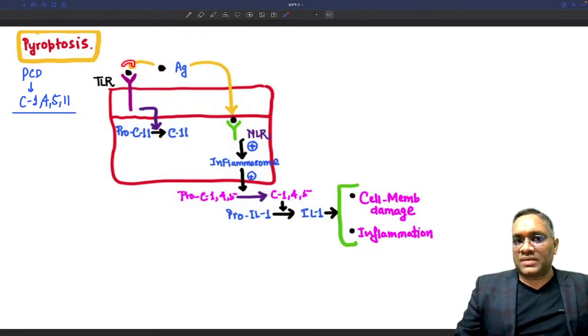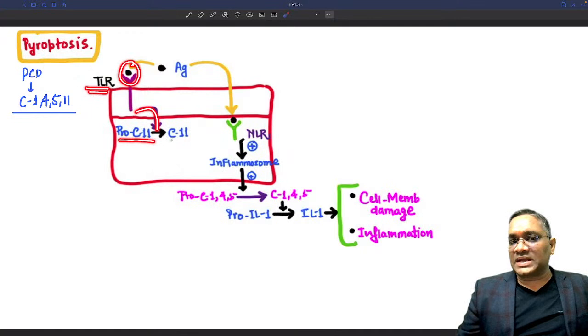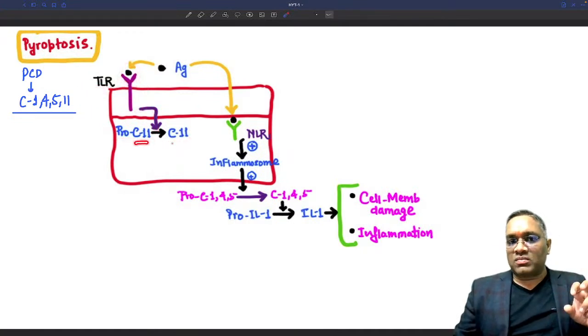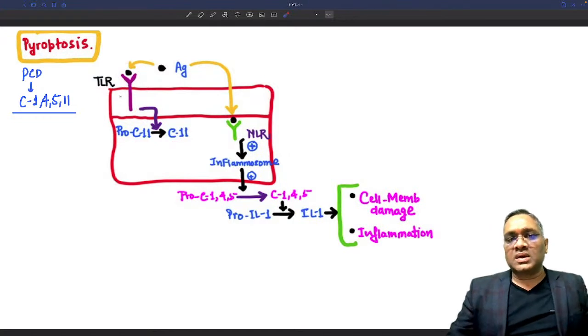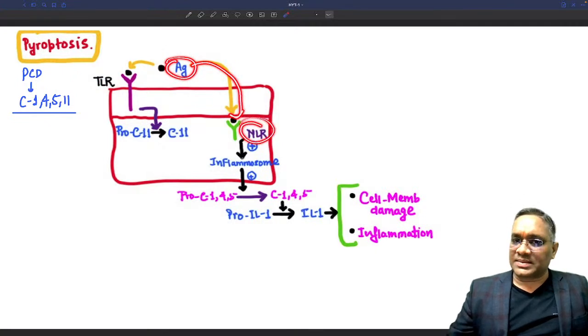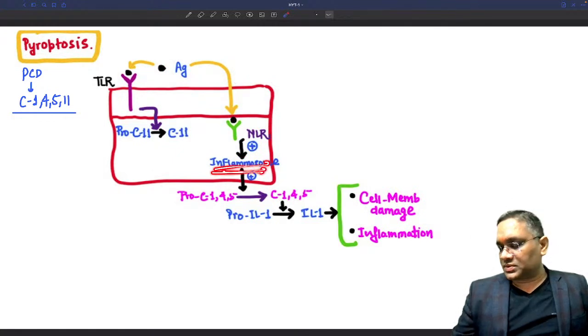Whatever comes through the membrane via toll-like receptor will activate pro-caspase 11 to the active form of caspase 11, right? So now the active form of caspase 11 has been formed by toll-like receptors. Now when the antigen comes to the cytoplasm and nod-like receptors are involved, what will they do? They will activate inflammasomes, right?